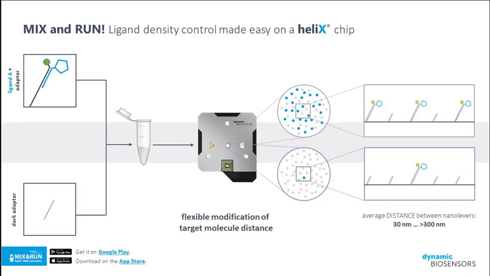Here, this is to be understood as the average separation between the surface immobilized ligands. This can be rather easily realized on our biochip surface by adding a non-modified, what we refer to as a dark adapter strand. So this is, again, a DNA sequence which is complementary to the anchor strand that we have on the surface, which is flown over.